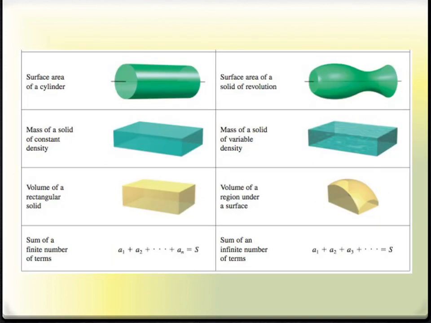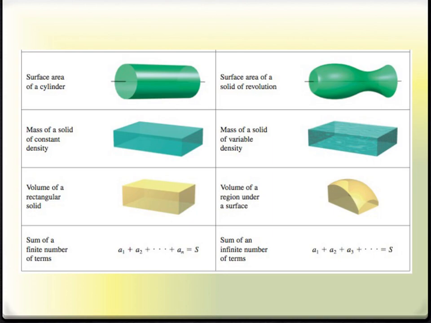You can find the surface area of a cylinder with pre-calculus. It's a geometry topic. It may not have been one of your favorite topics in geometry, all those formulas. I don't know if you remember those, but it was something that happens in geometry. In Calc 2, we find surface areas of solids of revolution.